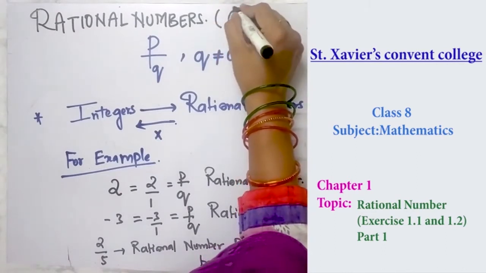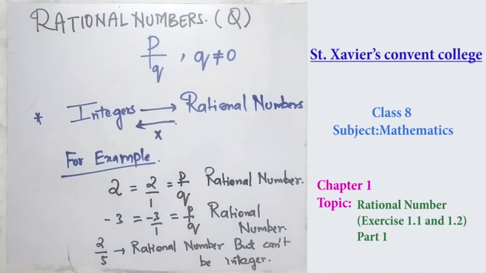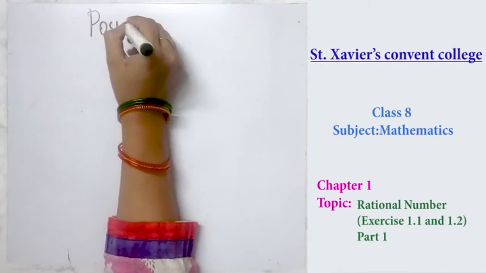For your information, rational numbers are notated by the capital letter Q. So always remember the abbreviation used for rational numbers is capital Q. Now the next is positive rational numbers.